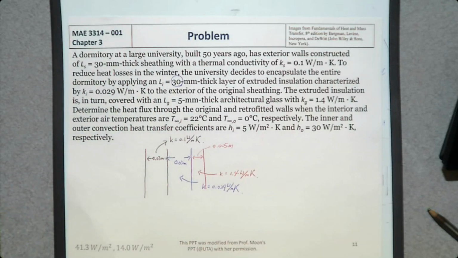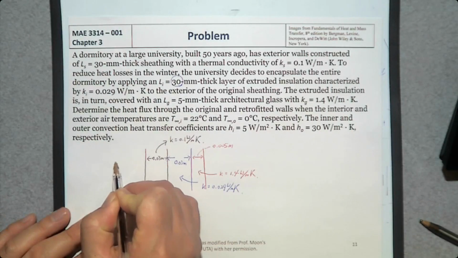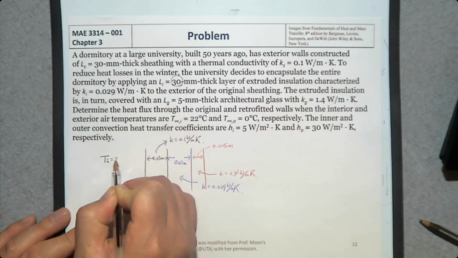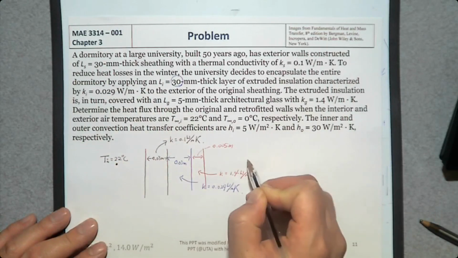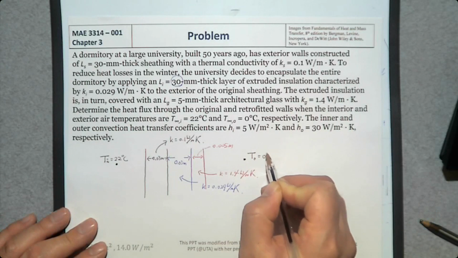Determine the heat flux through the original and retrofitted walls when the interior and exterior air temperatures are 22 and 0 degrees Celsius. So we do not know the temperature of the surface. We only know the temperature of the air inside, which is 22 degrees Celsius, and the air outside, which is 0 degrees Celsius.